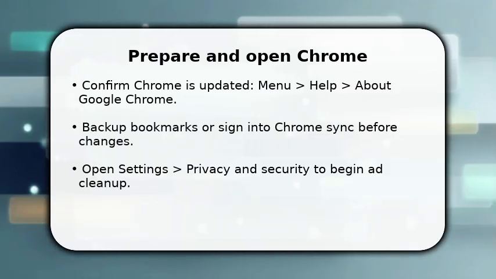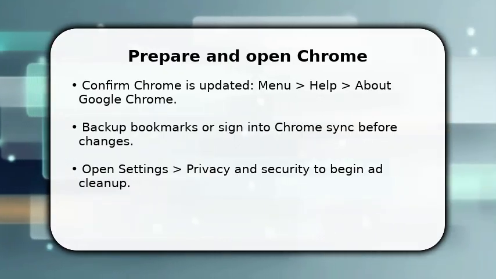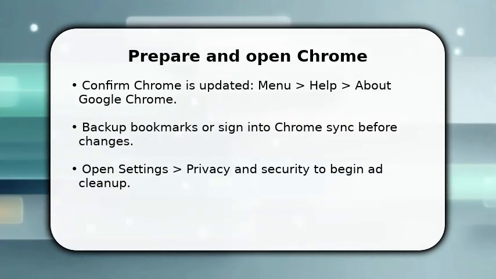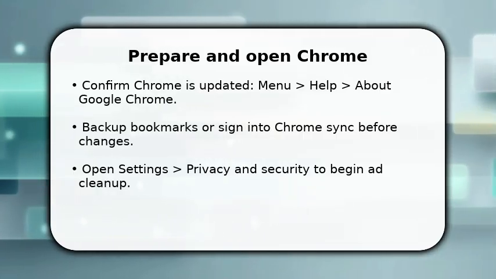You start by confirming Chrome is up to date, because outdated builds let unwanted ads slip through. Open Settings and go straight to Privacy and Security. You'll act there. Make sure you're signed into Chrome so bookmarks and passwords are safe, then pause any other extensions that might interfere. Once done, open Site Settings.